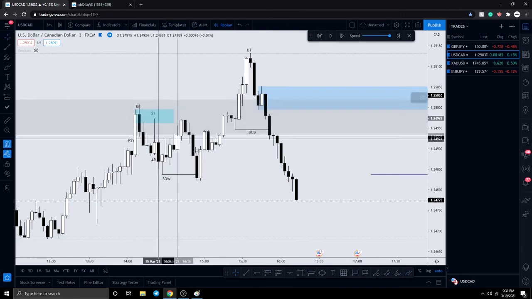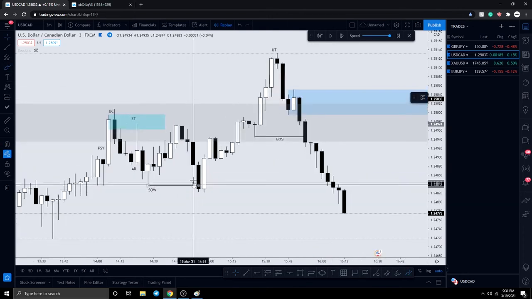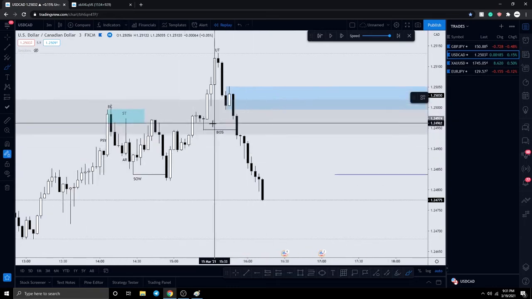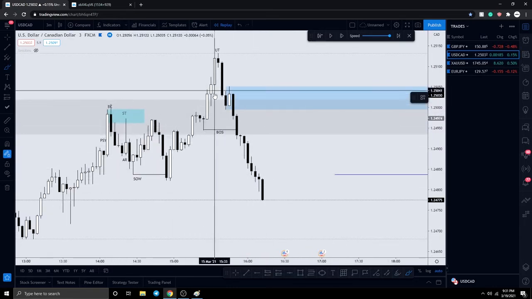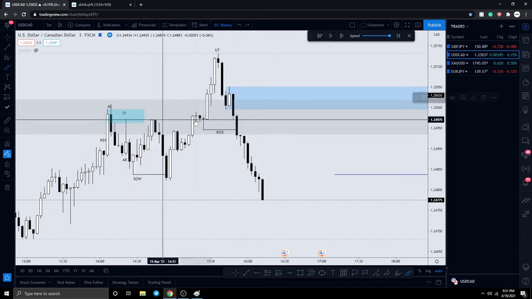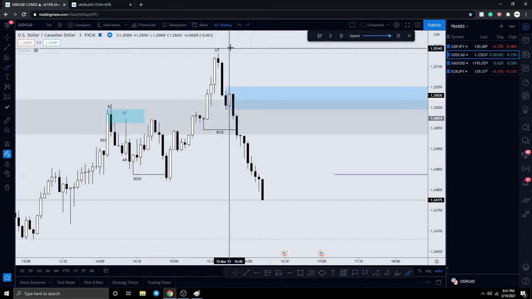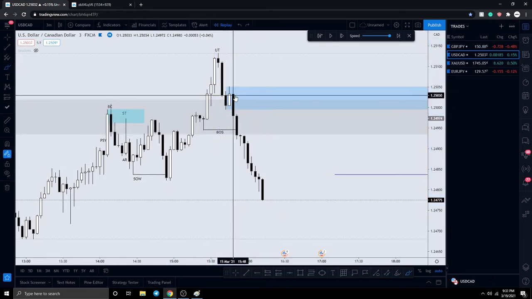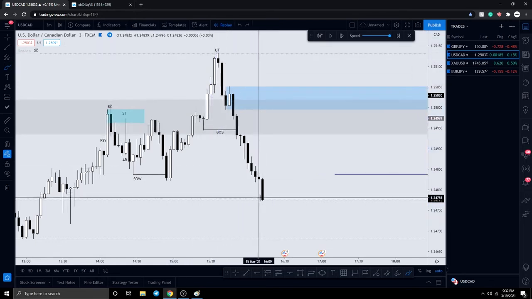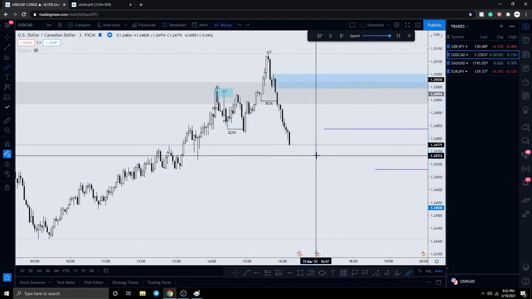Just keep in mind, I wasn't looking at breaks of structure of lower lows, lower highs. I was simply looking at breaks of structure of the higher highs, higher lows. I'm not looking at breaks of structure right over here, or right over here. I'm simply looking at this movement right over here, because I know that I want to sell. I just have to wait for the retracement to be over, and when that retracement is over, the impulsive move towards the downside is going to come.